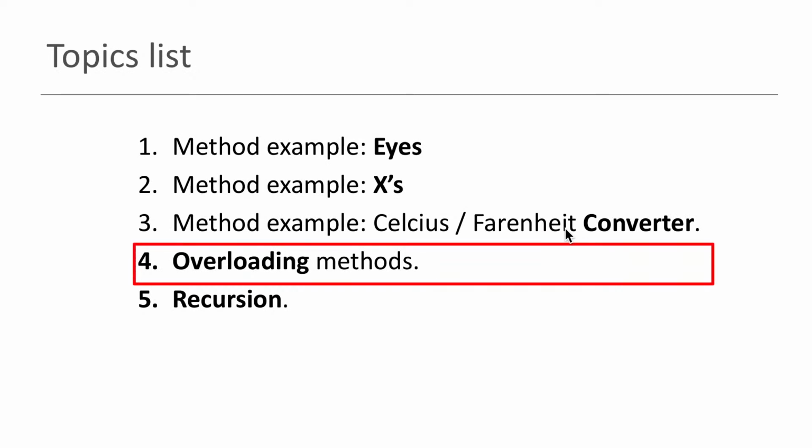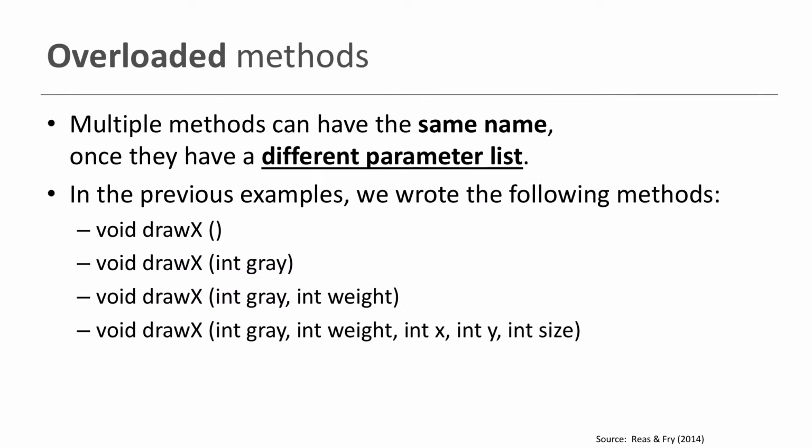So here's where we are in our list of things that we're going through. Overloading: multiple methods can have the same name once they have a different parameter list. In the previous examples, for example when we were drawing the x's, you could call draw x with no parameters, with a single parameter, 2 parameters, 5 parameters.